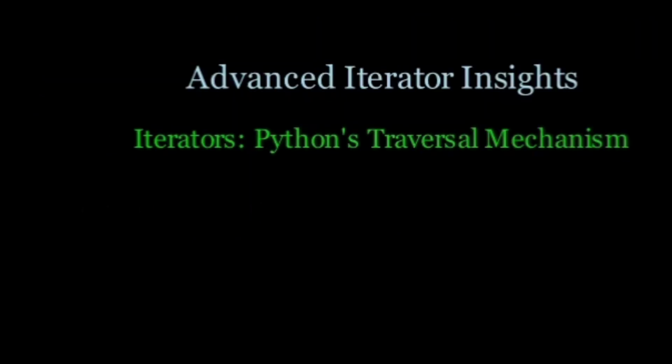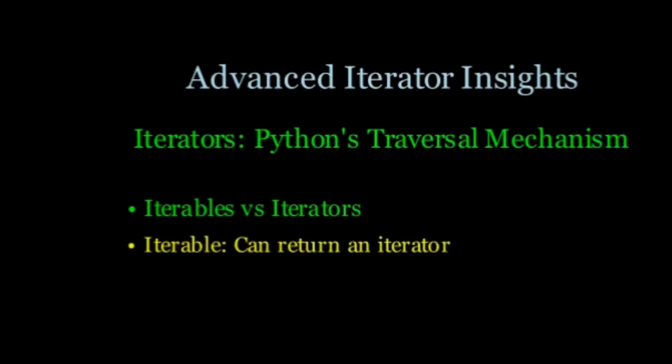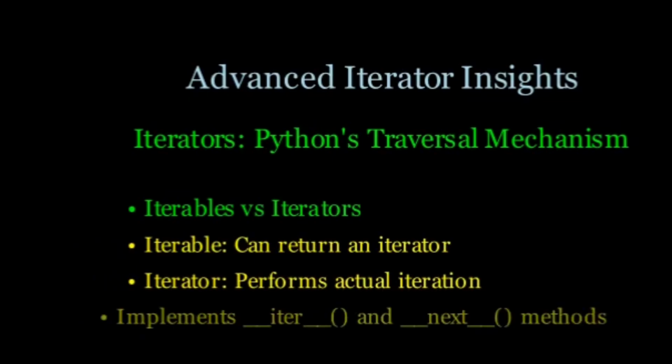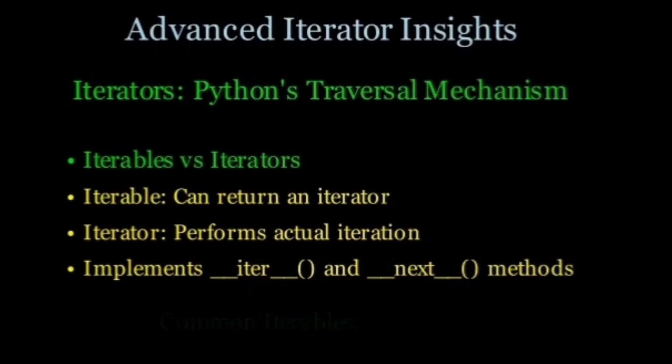Let's recap the theory behind the iterators. They are Python's primary mechanism for traversing data structures. The key distinction: iterables contain data while iterators handle the traversal logic. An iterable is any object that can return an iterator when the iter function is called on it. An iterator is an object that implements both the __iter__ method and the __next__ method.